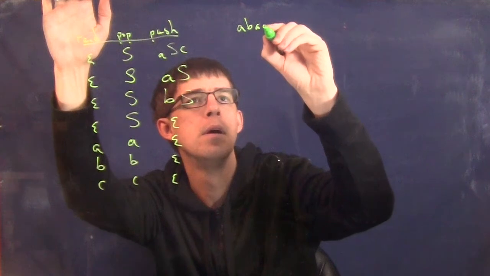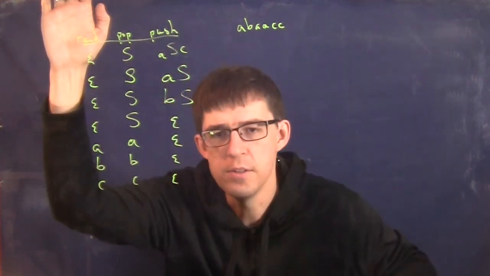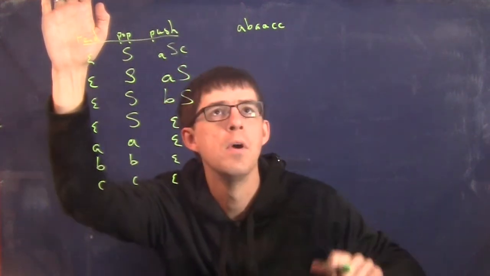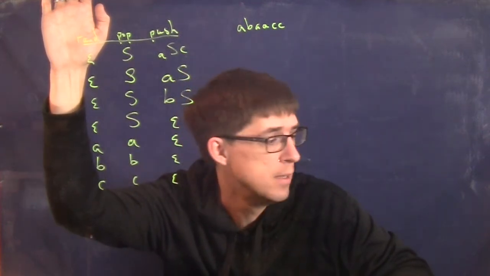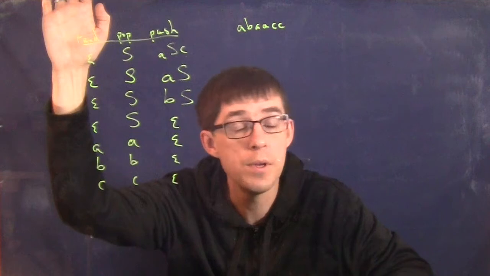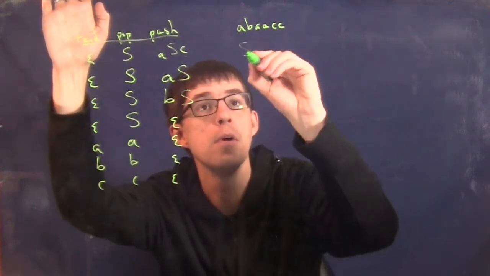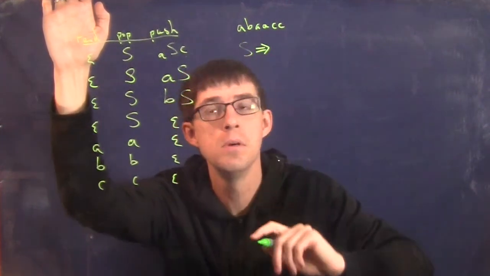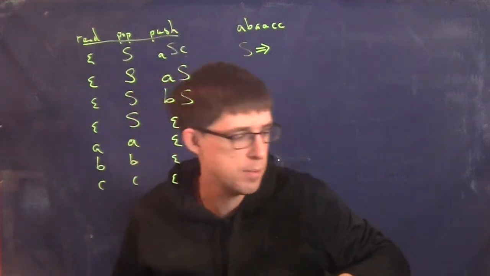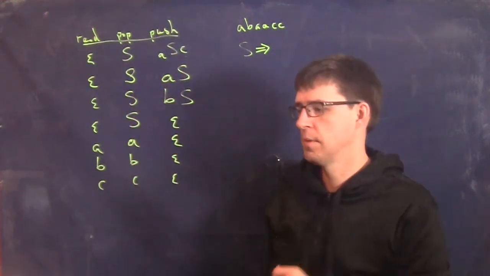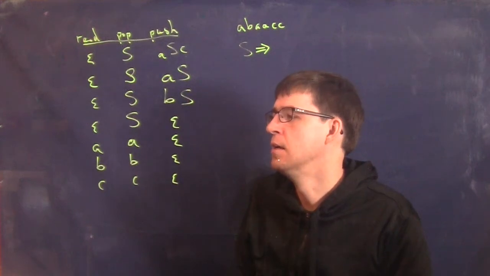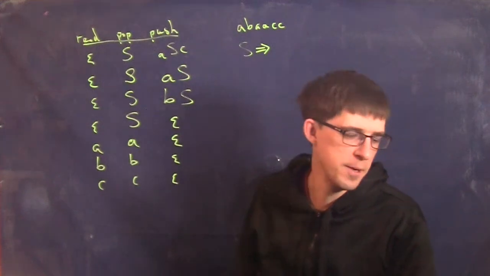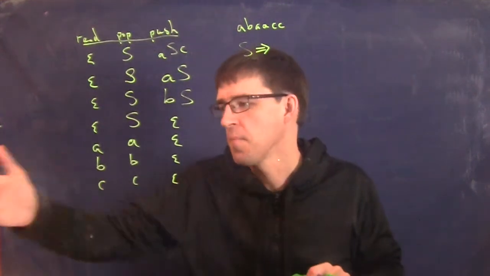ABAACC. Oh, my kid's drumming again. Can you hear that? Okay, how do we accept ABAACC? We are going to first derive this using the grammar. So I go S goes to... I gotta tell my kid to stop drumming. Sorry. Should I yell? Stop the drumming! I think she heard me. We'll see.